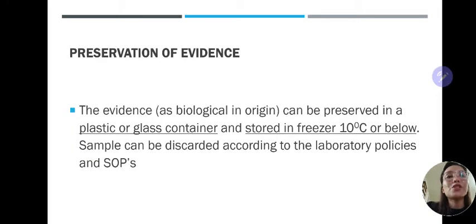For the preservation of evidence, if the evidence is biological in origin, it can be preserved in a plastic or glass container and stored in a freezer at 10 degrees Celsius or below. They can be discarded according to the laboratory policies and SOP. So, it depends on the policies of the laboratory how to discard the biological substances.